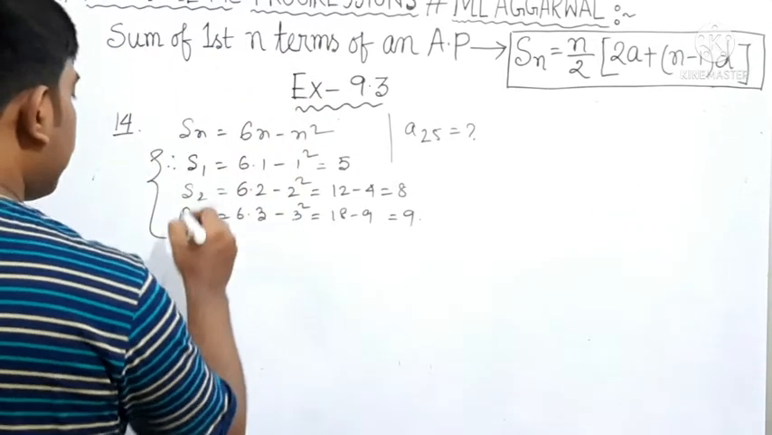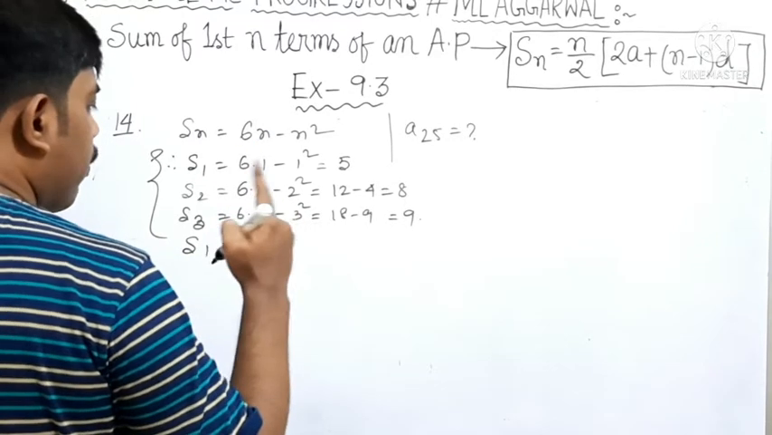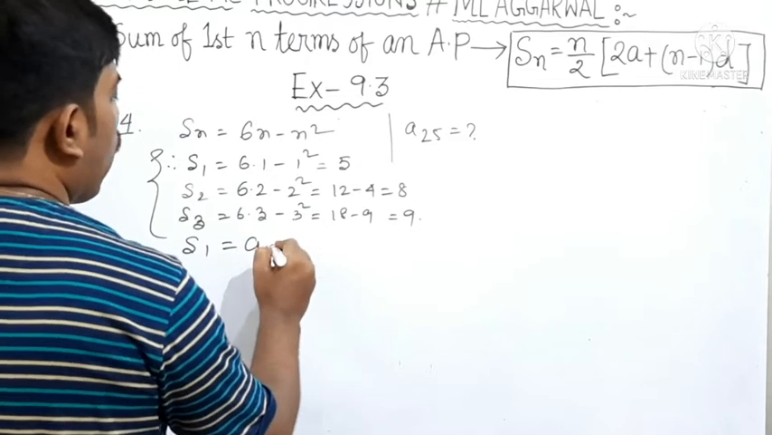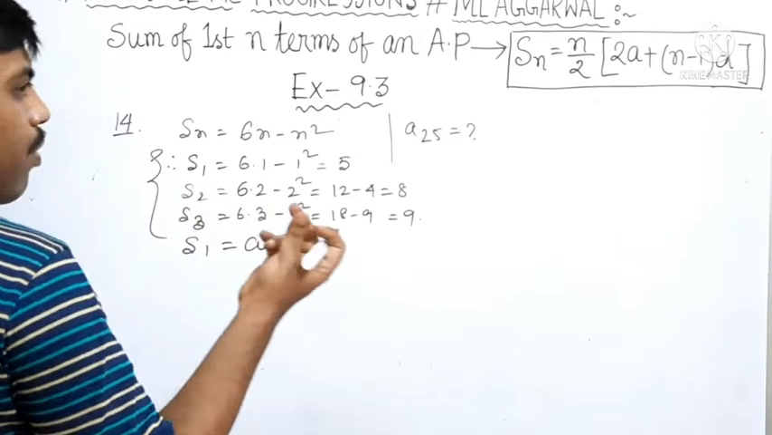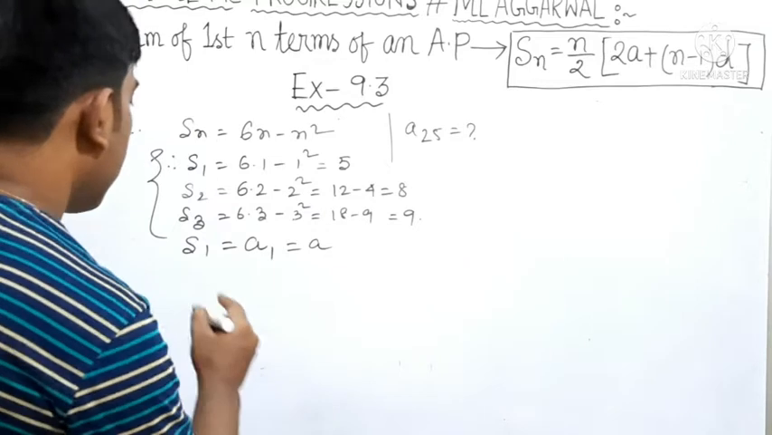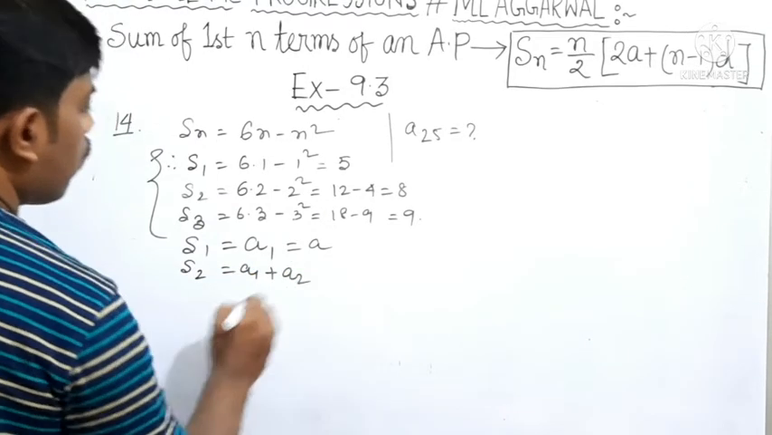Okay, S1 means the sum of the first term, therefore it will be a1, or we can write it as a. Okay, the sum of the first term, only one term. S2 means the sum of two terms. S2 means a1 plus a2.